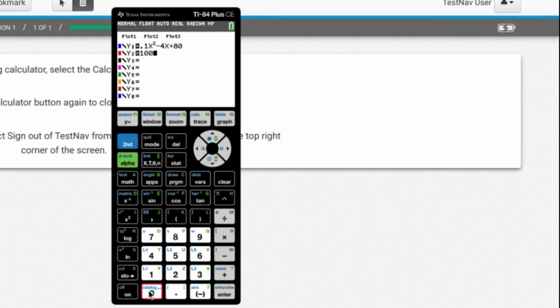Now, you could do this just by solving a regular old equation. You could say 100 equals 0.1 x squared minus 4x plus 80. And yeah, you're going to have to use your calculator at some point. But this is much, much, much friendlier. And you're going to want to use it this way because that's going to be a nightmare. So I have my equation right there. I have my 100 value right there.